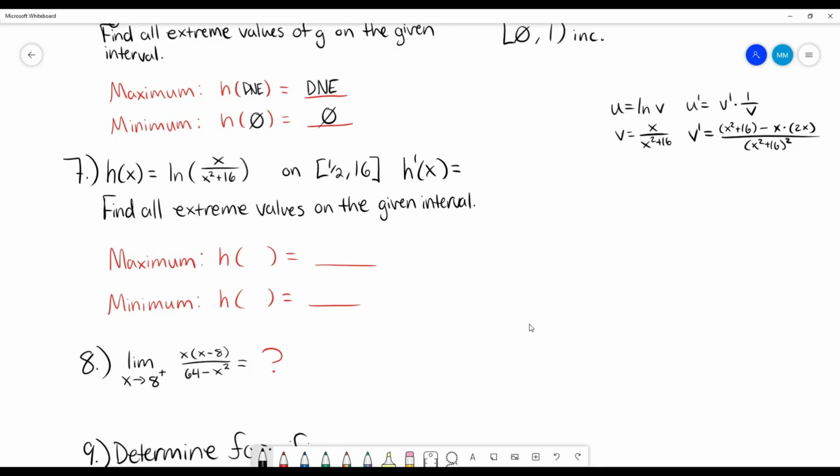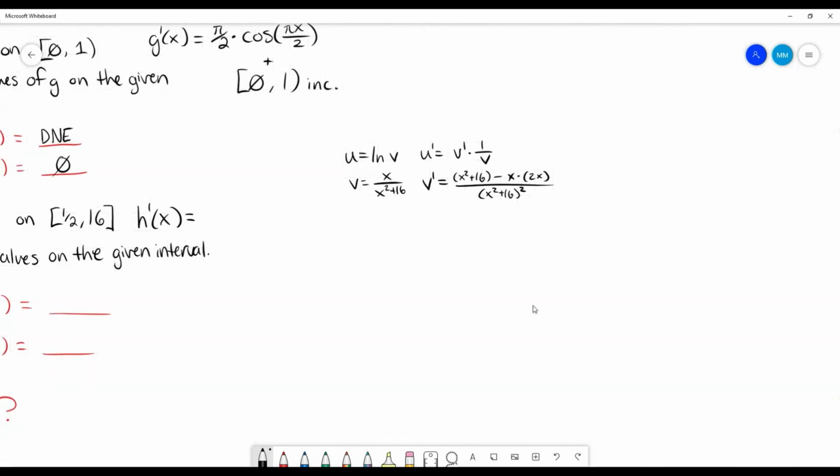And I'm going to keep it in those terms, which tells us that my derivative is, let's see, I'm actually going to combine like terms before I fully write that out. So it's going to be x squared plus 16 minus, distribute that, that's minus 2x squared, which is just negative x squared plus 16 over x squared plus 16 squared.